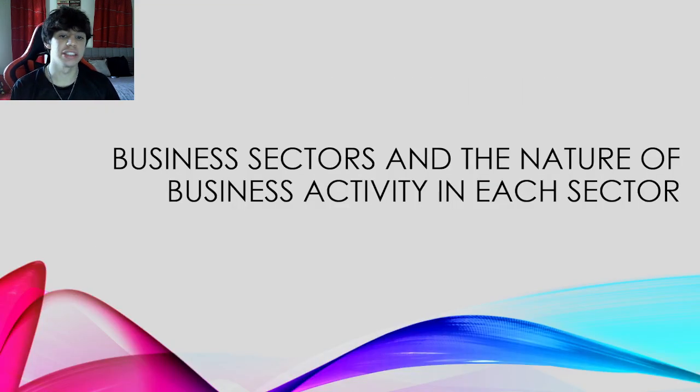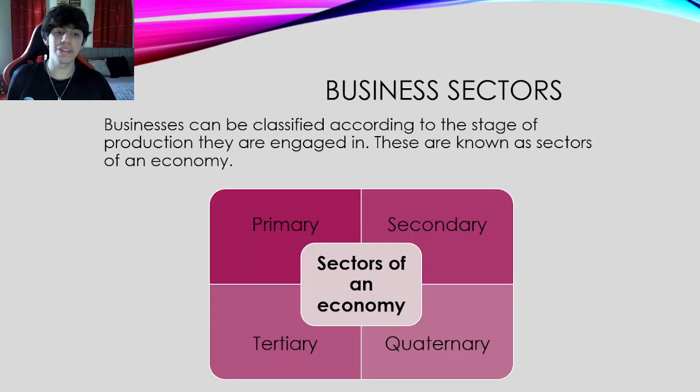So business sectors and the nature of business activity in each sector. Businesses can be classified according to the stage of production they are engaged in. These are known as sectors of an economy. So you have the primary sector, the secondary sector, tertiary sector, and the quaternary sector. However, the quaternary sector is considered a subsector of the tertiary sector.